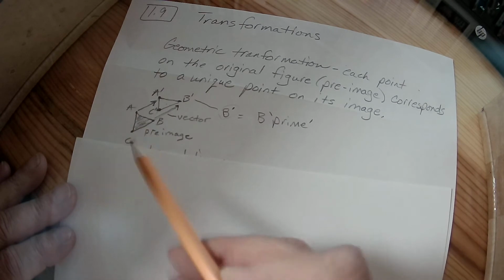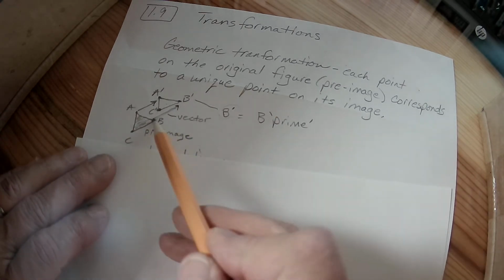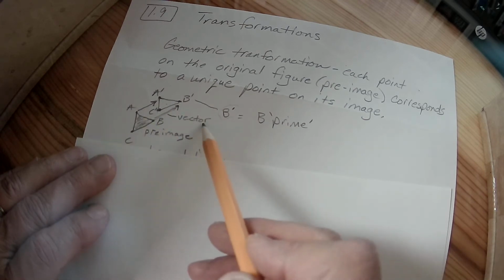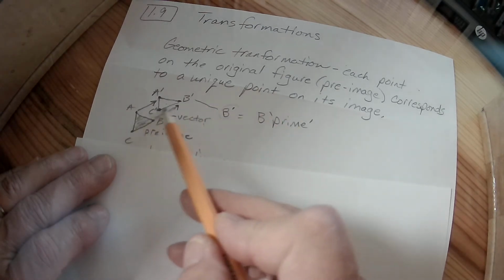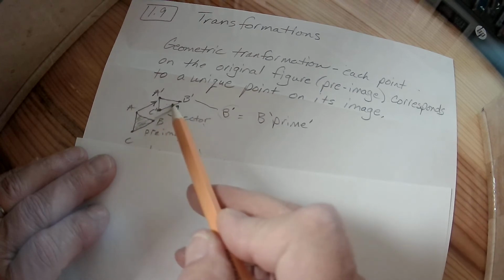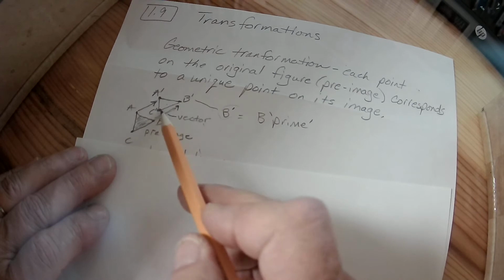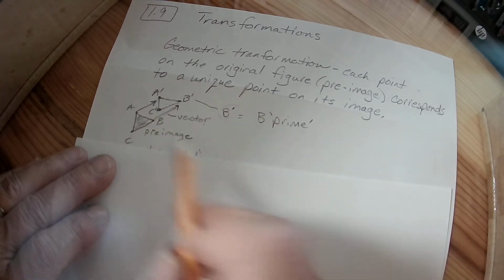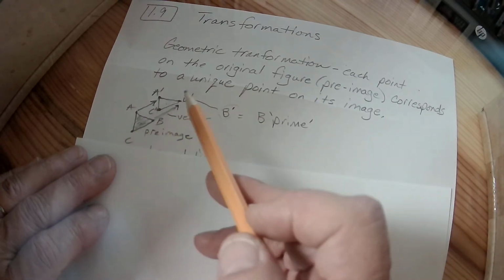So this is the pre-image. This is the image I start with, triangle ABC, and I'm going to move it along this vector. Vectors, by the way, give you the direction to move and how far to move it. So I'm just going to take this and slide it along these vectors to a new location. And we call this triangle A prime, B prime, C prime. That's how you read that. So this is the pre-image, this is the image, and we've just slid it to a new location.